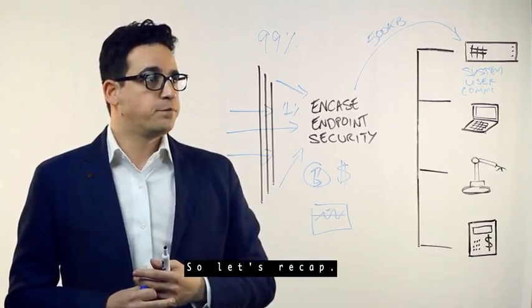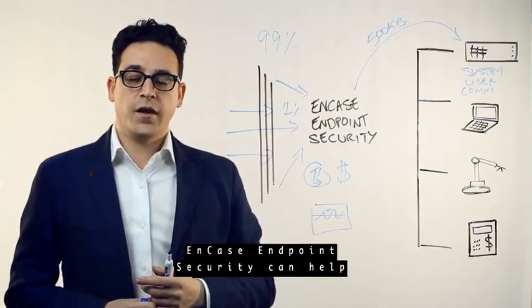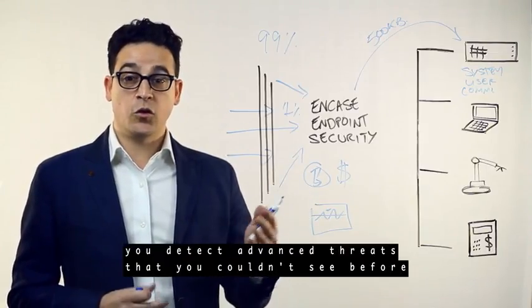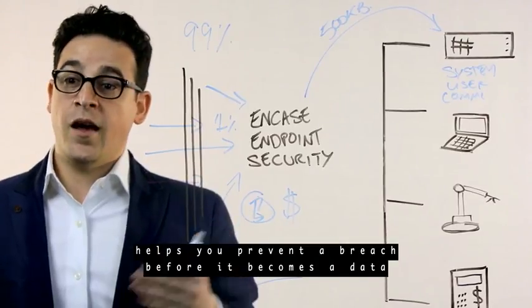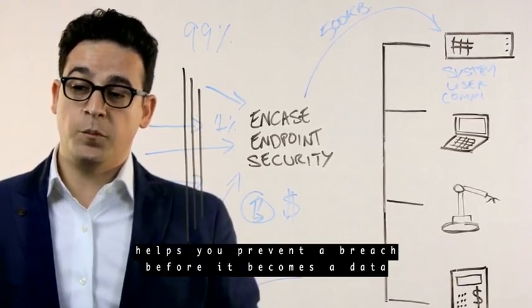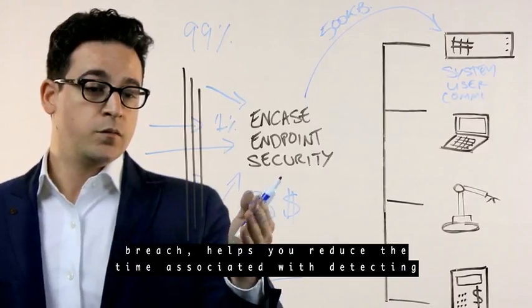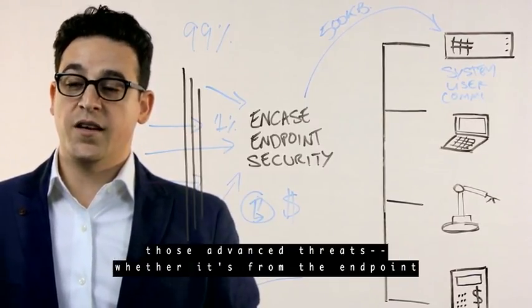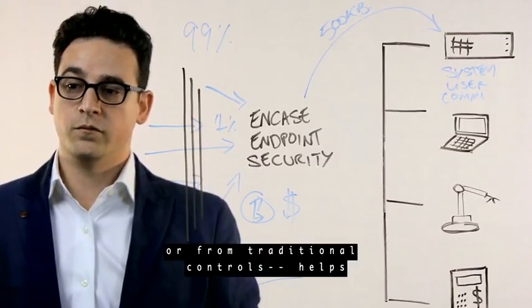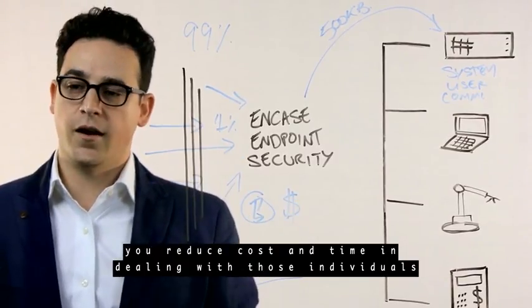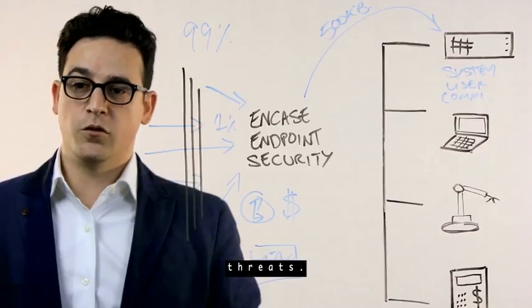So let's recap. EnCase Endpoint Security can help you detect advanced threats that you couldn't see before with traditional security controls. Helps you prevent a breach before it becomes a data breach. Helps you reduce the time associated with detecting those advanced threats, whether it's from the endpoint or from traditional controls. Helps you reduce cost and time in dealing with those individual threats.